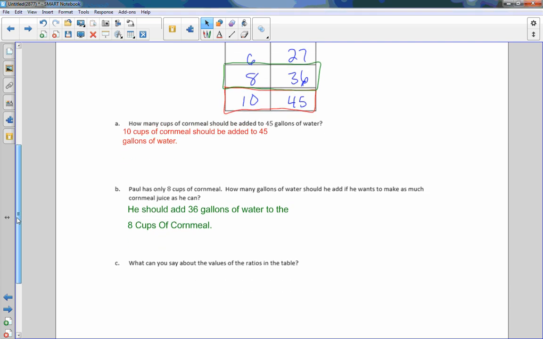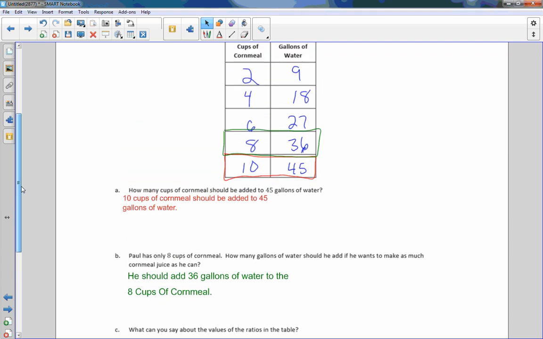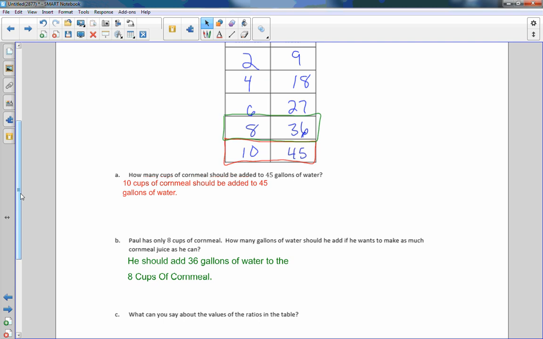Okay, C, what can you say about the value of the ratios in the table? What they're saying here is we want to reduce them as far as possible. 2 will not go into 9. 2 is even, 9 is odd, 2 is prime, so I can't go any lower. So this is a ratio of 2 to 9.